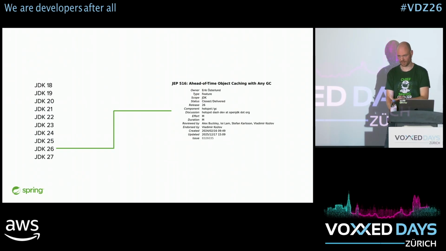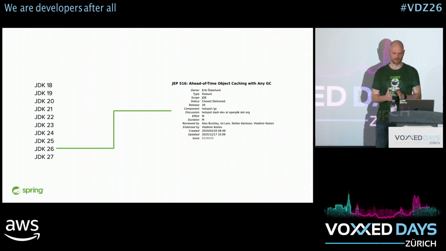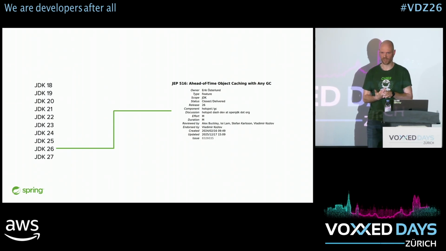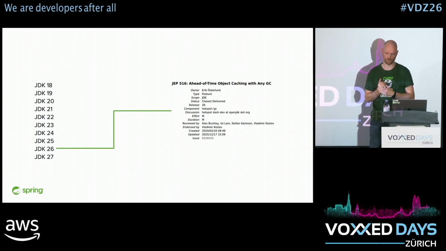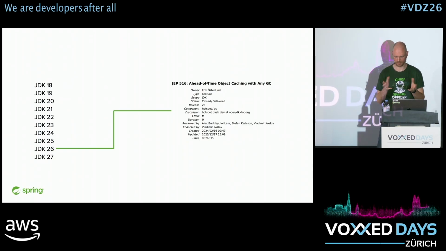And Java 26 is also from Project Leyden. They improved the ahead of time object caching to work with any GC. Before that, it only worked with the Serial, the Parallel and the G1. Now it also works with Shenandoah and with ZGC if you're using it. So it now supports all the GCs.